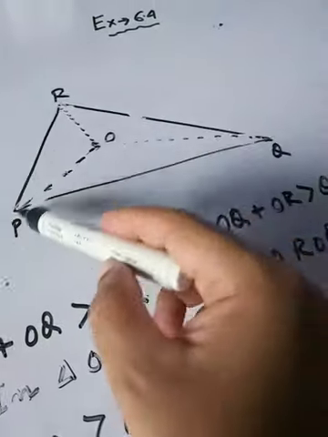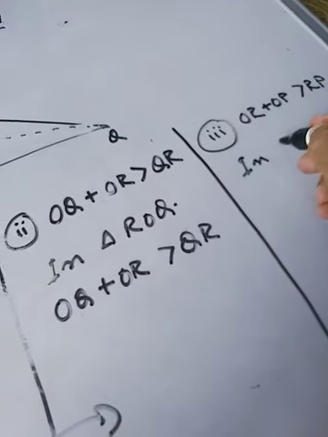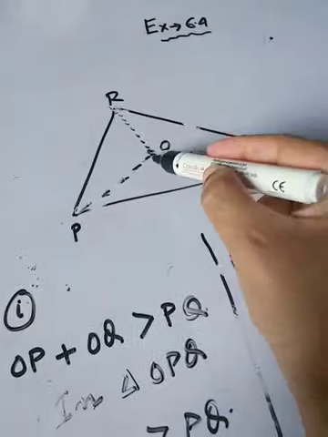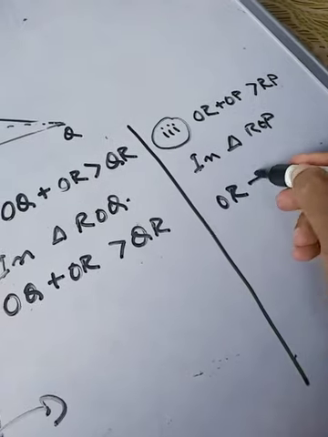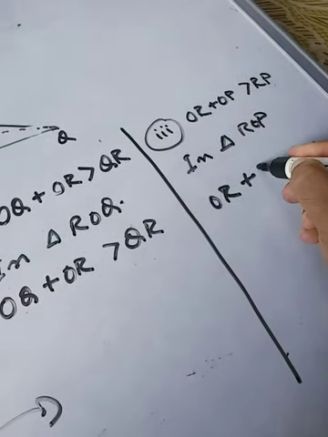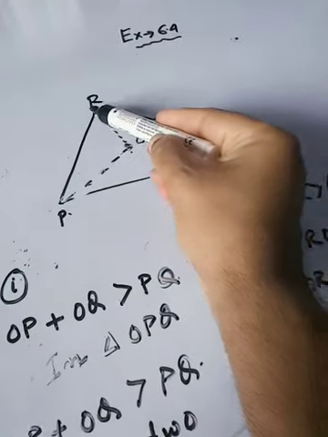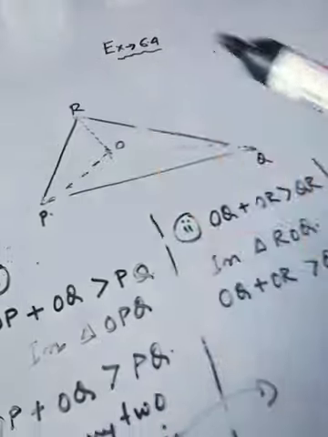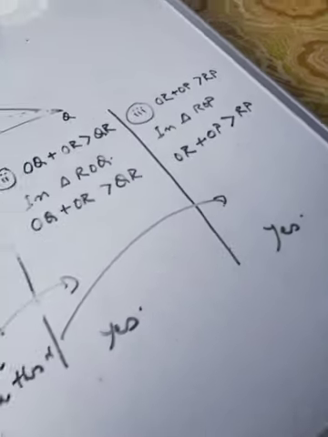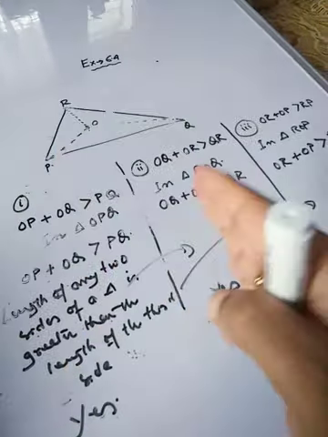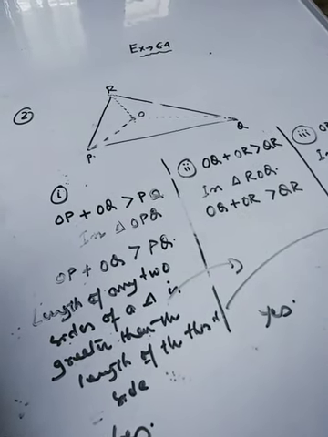Now let's check out the third one: OR plus OP is greater than RP. So this is the figure. In triangle ROP, it is quite possible that the sum of the lengths of the 2 sides will be greater than the third side. So the sum of these 2 sides will be greater than this side. So it is quite true. Again you will give the same reason here and you will write yes. So all the 3 cases are true. This is how you will do question number 2.